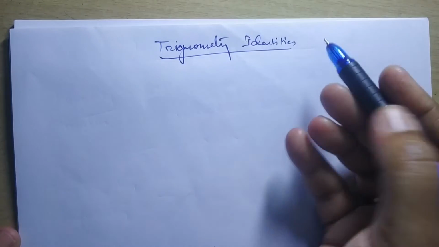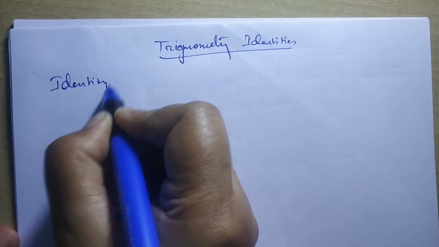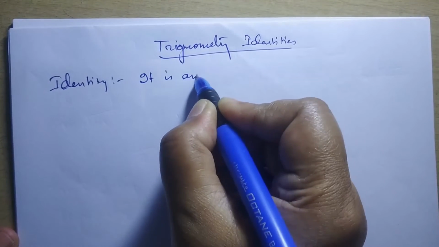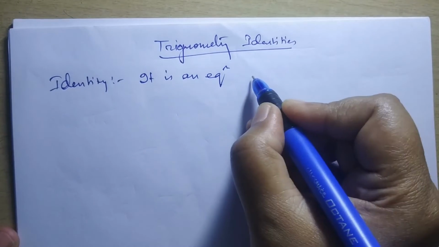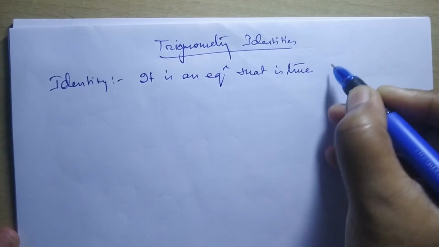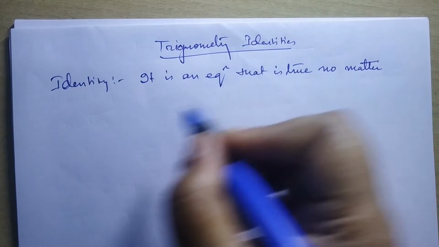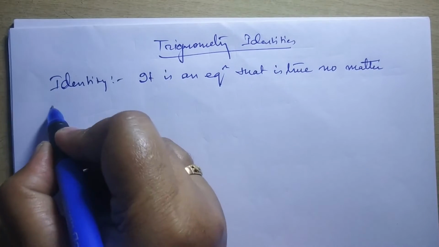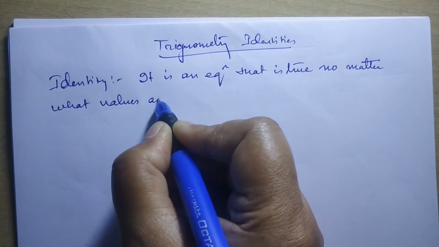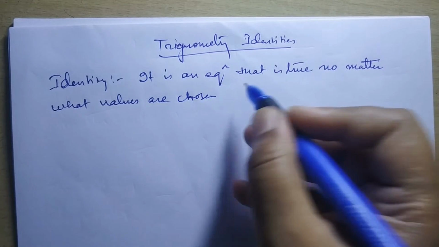What is an identity? First let me tell you what an identity is. It is an equation that is true no matter what values are chosen. Now what do you mean by this?